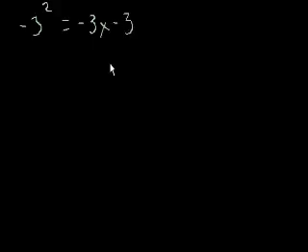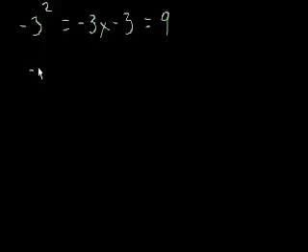So what happens if I have negative 3 to the second power? Well, let's just think it through. That equals negative 3 times negative 3. And what's a negative times a negative? Right, it's a positive. So that equals positive 9.